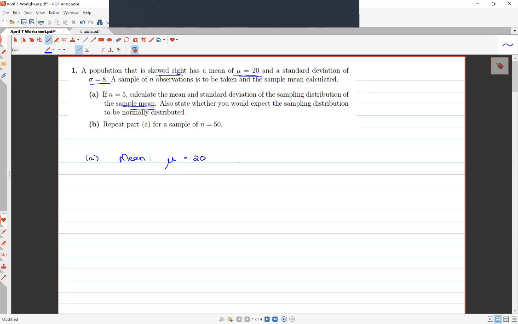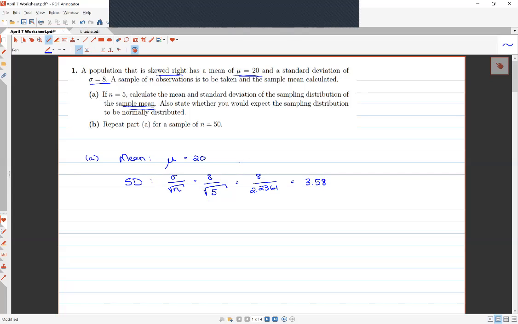That value is 20. And the standard deviation of the sampling distribution, that is given by sigma over square root of n. So in this case, sigma, our standard deviation is 8. We have to divide that by the square root of 5, which is our sample size. So that's equivalent to 8 divided by 2.2361. And if you do that division, round it to 2 decimals, we get a standard deviation of 3.58.